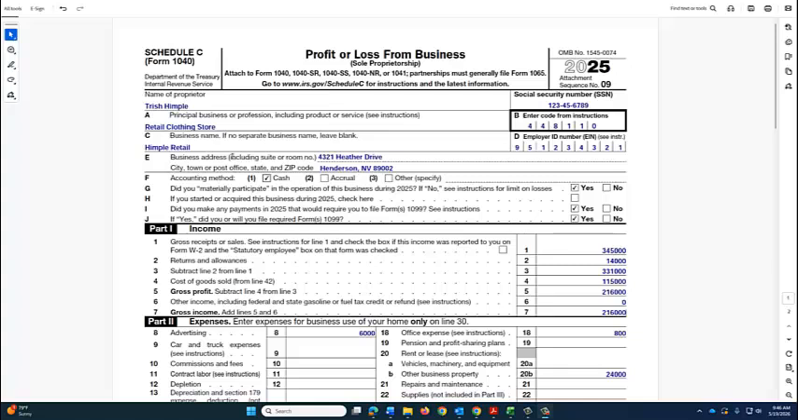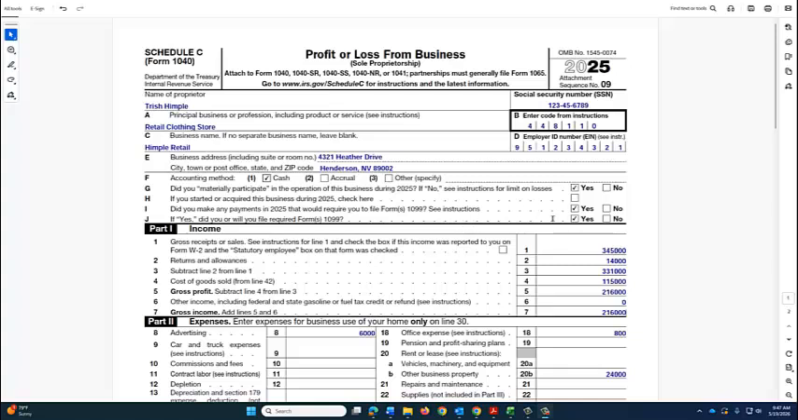The business name is Hempel Retail, and her employer ID number is listed here. It's said in the instructions that she uses the cash basis of accounting. She did materially participate in the operation of the business, so we clicked yes. It was not started in 2025, so we will not have to click here. She did make payments that would require her to complete a Form 1099, and on J it said yes, she did file the Forms 1099.